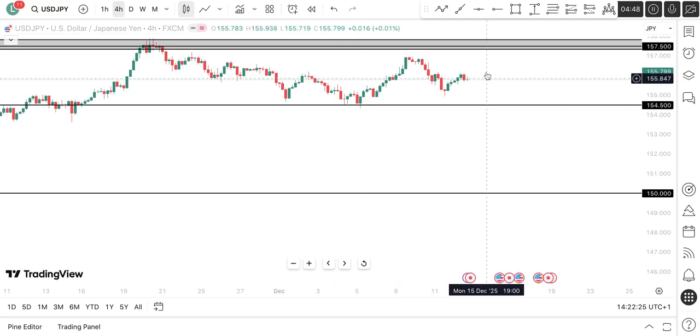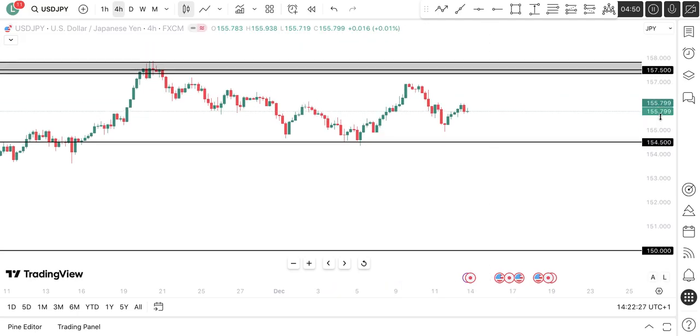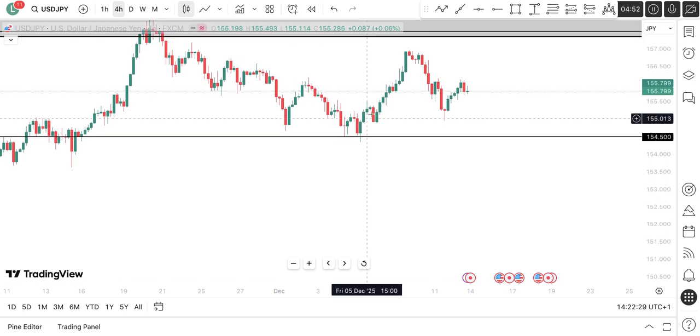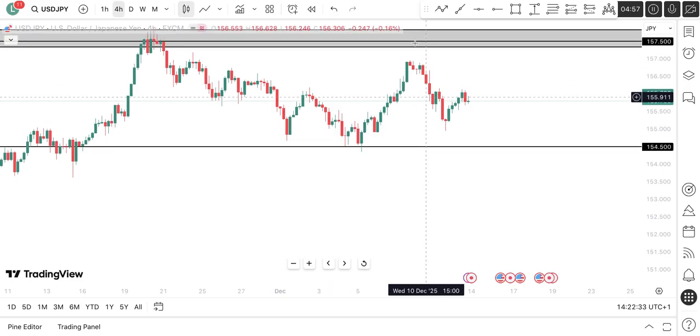I executed the USD JPY on a Monday morning at 7, I think, or 9. I executed right here, and then I was close to my take profit, which was right here, and I should have gotten out, but I wanted to hold it to my take profit.